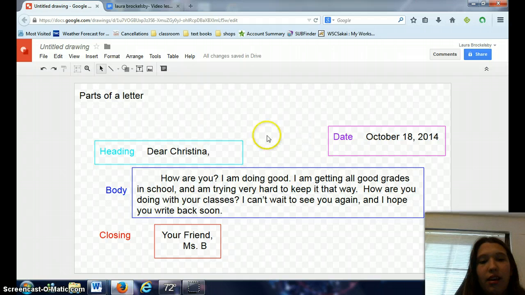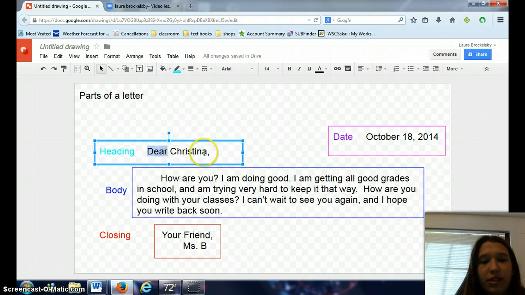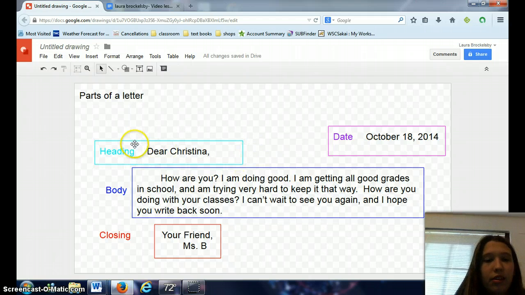Now, the second thing is the heading. This comes next. It is the line below the date, all the way over on the left side. You write dear, and then the person's name, and then a comma. If you're writing it to two people, you would put "and" and then another person's name, and then the comma.